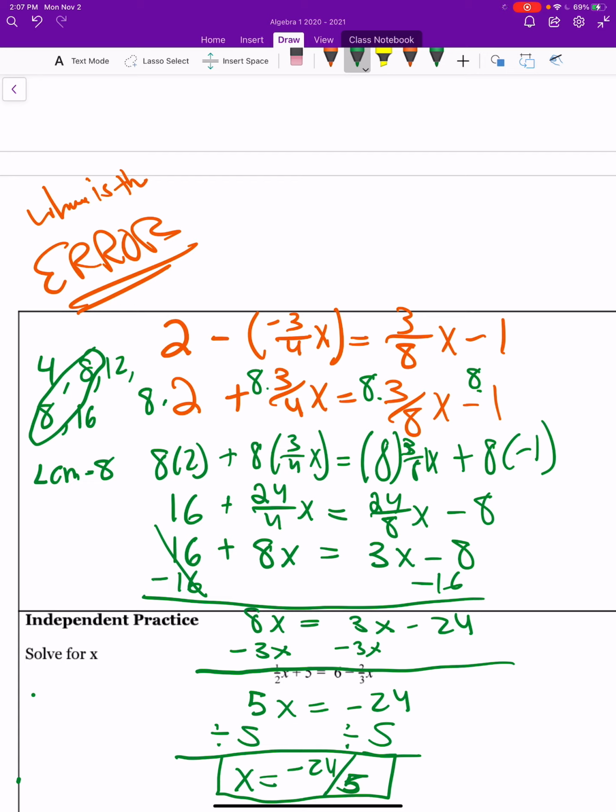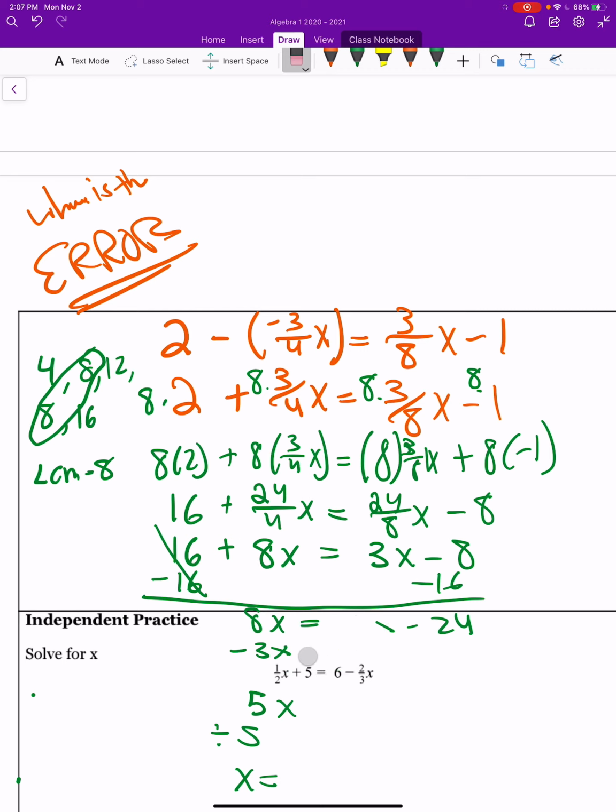So the answer I got was x equals -24/5. Where is the miscue? Why is it an error? Please explain why. I'm going to give you a moment because I'm going to clear this. You can always pause the video at any time as well if I was going a little too fast, whatever the case may be.